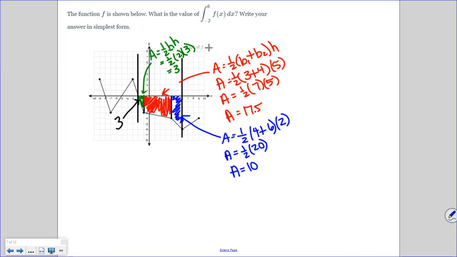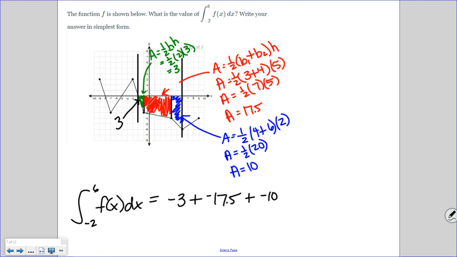So if I'm trying to find the definite integral from -2 to 6 of f of x dx, I take each area, but I also have to consider that all of these areas are below the x-axis. So -3 plus, red one, -17.5 plus -10 will be the value of the definite integral. So -30.5.